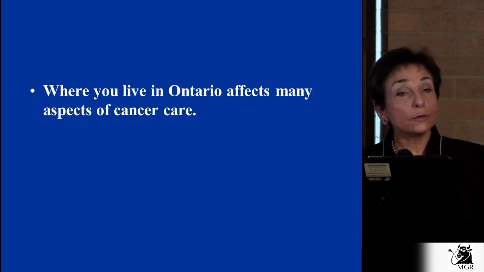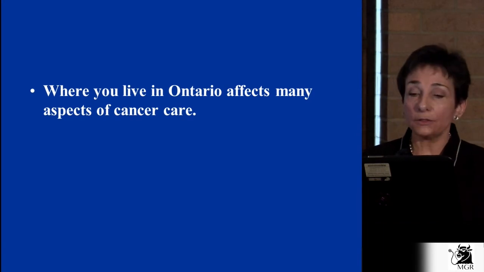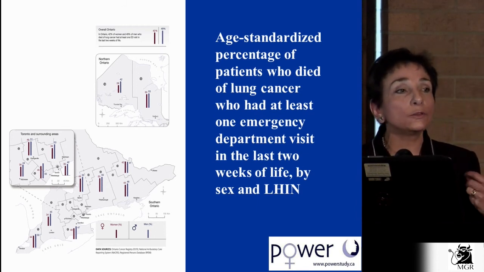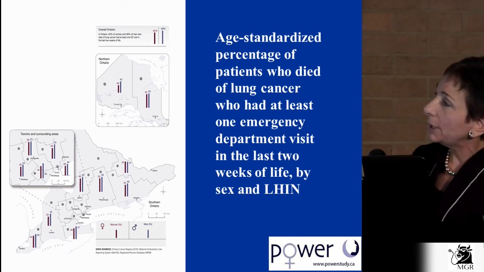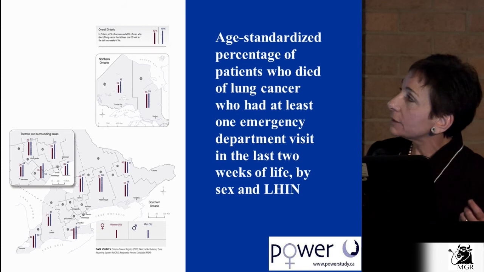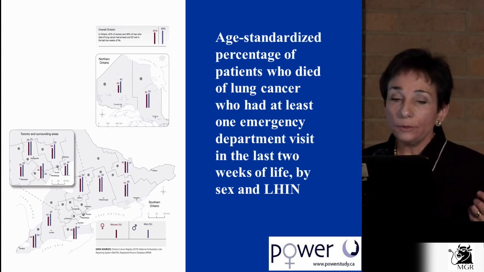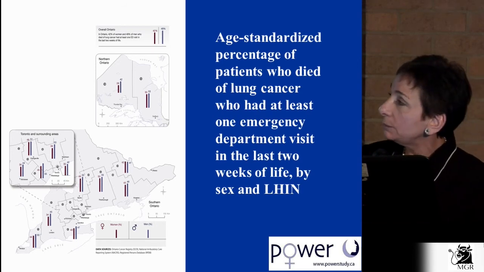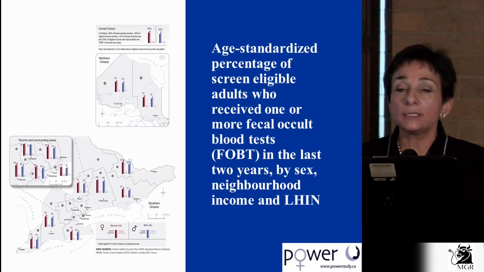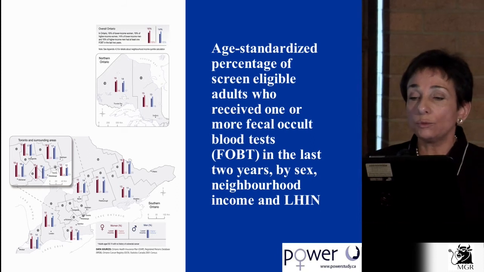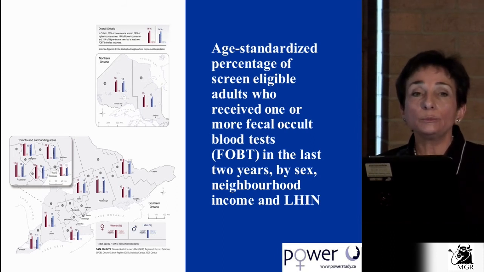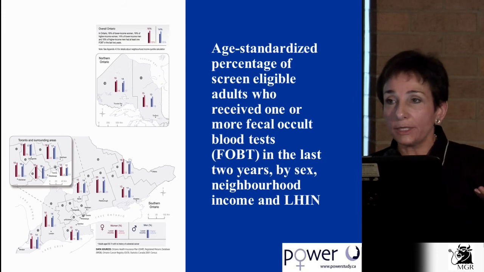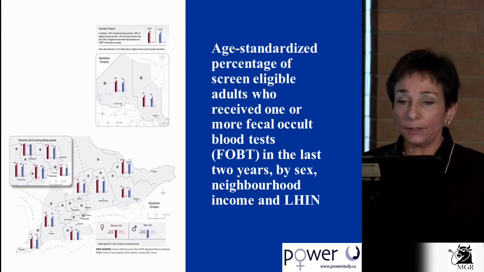Where you live in Ontario also affects many aspects of the cancer care that you receive. And they use this very useful way of illustrating the different treatment approaches or different access to treatment depending on where in the province you are. This reflects the overall rate for the province. And then you can see that there are some substantial differences, for example, in Northern Ontario versus Eastern Ontario. And again, this is an age standard percentage of screen-eligible adults who received one or more fecal occult blood tests. This is a recommended maneuver for screening for colorectal cancer. And there is a very interesting graphic way of presenting differences in geographical variation.